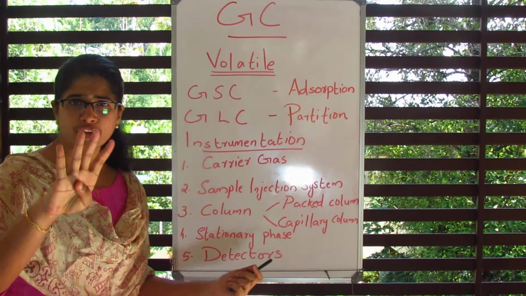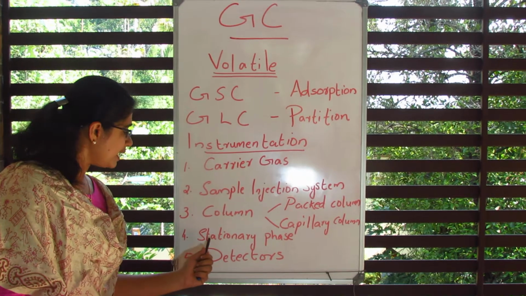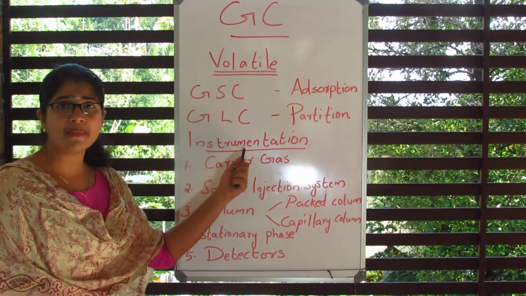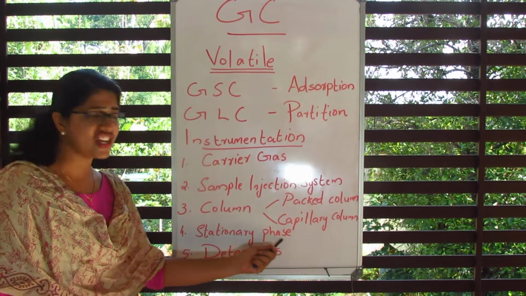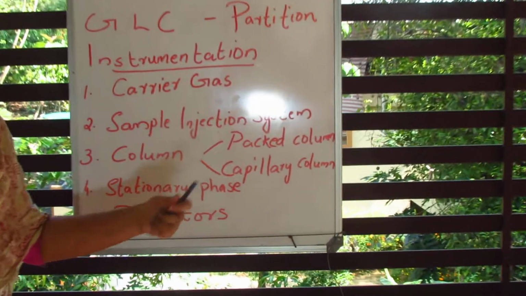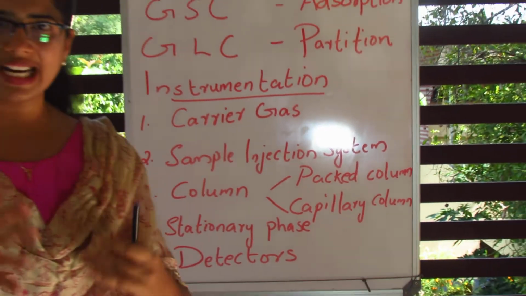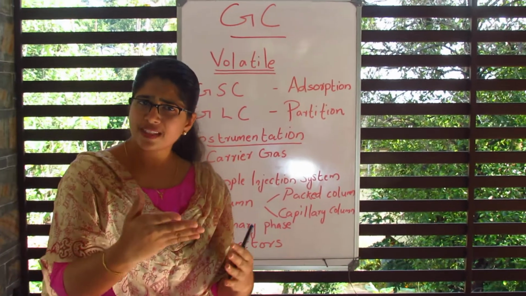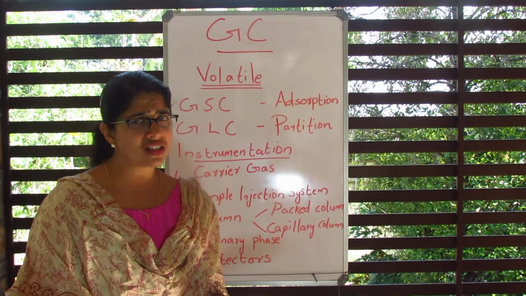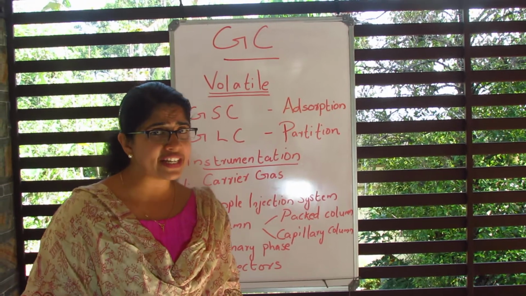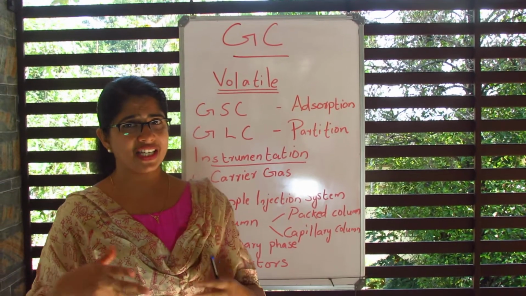Then we are moving to the fourth category. Fourth part of the instrumentation of GC is stationary phase. There are two types of stationary phase that can be used: solid stationary phase and liquid stationary phase. If the stationary phase is solid, the technique is called GSC. If it is liquid, the technique is called GLC.